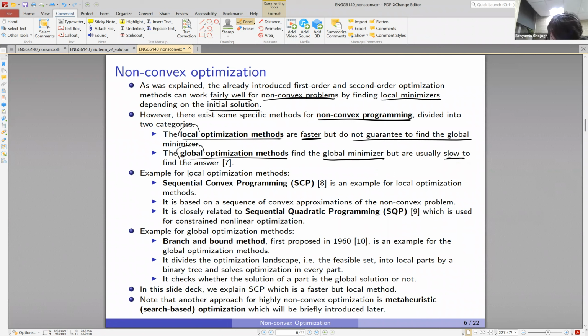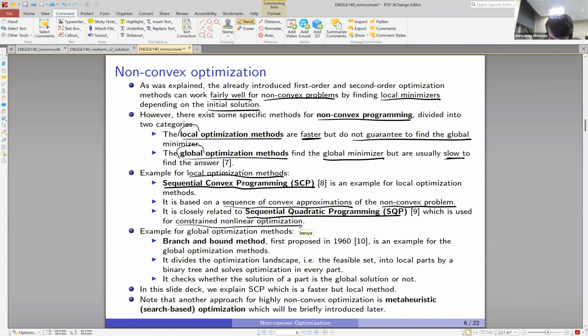An example for local optimization methods is sequential convex programming, or SCP. It's based on a sequence of convex approximations of the non-convex problem. So we have a convex approximation of the non-convex problem, and we do it sequentially, a sequence of them. That's why it's called sequential convex programming, and it's closely related to sequential quadratic programming. If the problem is quadratic programming, recall preliminaries, then we can use sequential quadratic programming, which is a method used for constrained and nonlinear optimization.